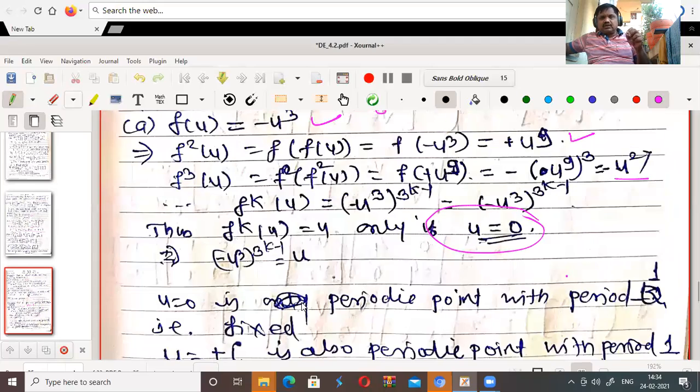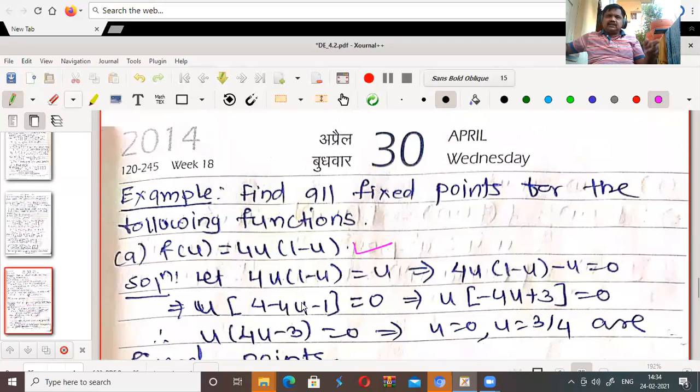So this is about fixed point, periodic point, and stable subspace. So for today, we will stop here, and the remaining will go in the second part.